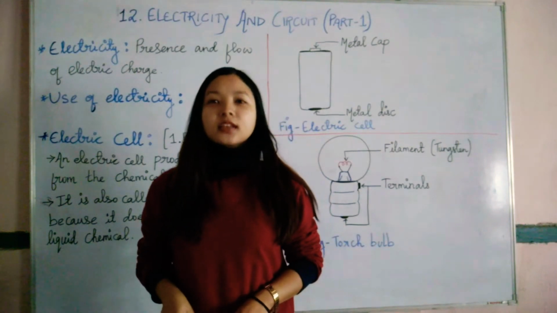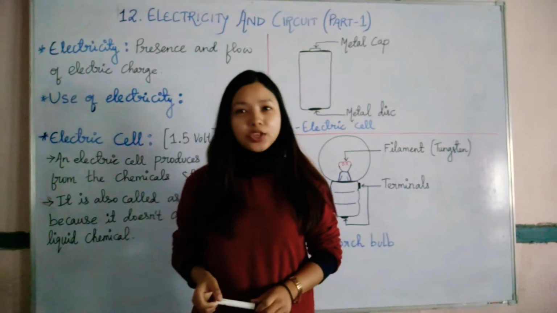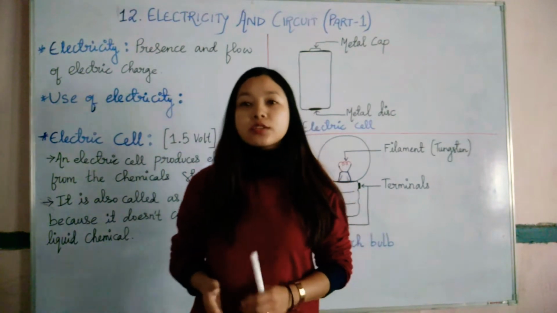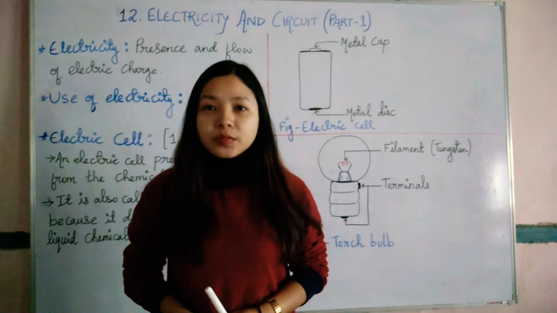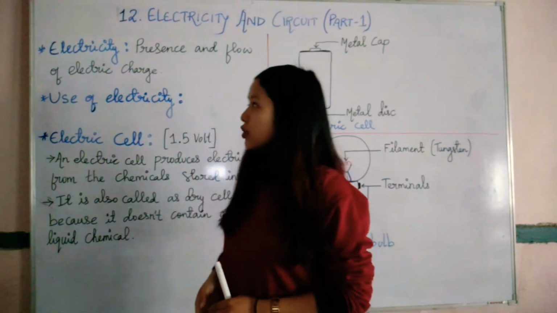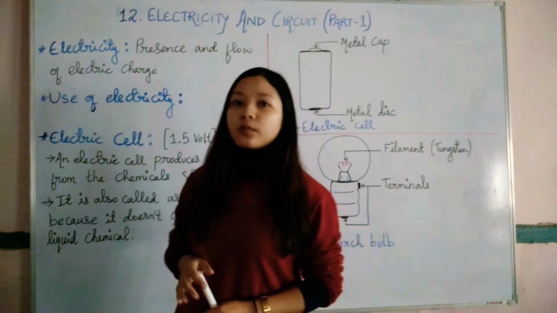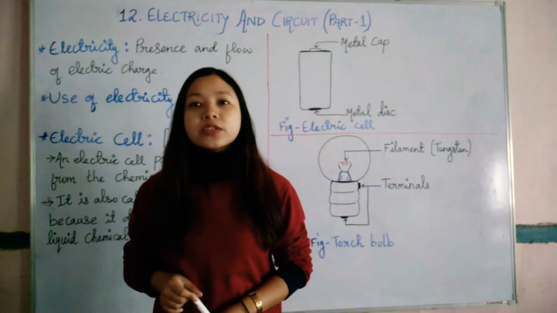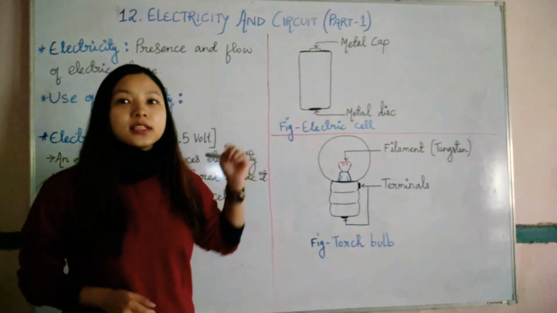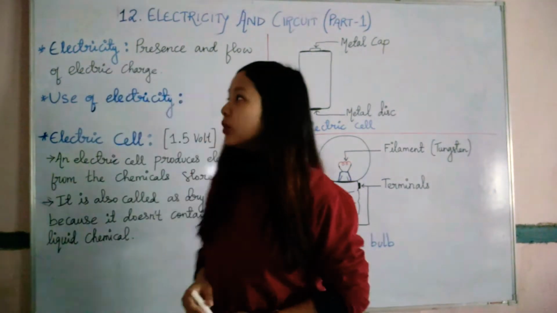Hello students, today we are going to see the 12th chapter of our class 6 science textbook, that is electricity and current. This will be the first part of our chapter, and in this chapter we are going to discuss electricity, some uses of electricity, electric bulb and electric cell. So let's start today's video.